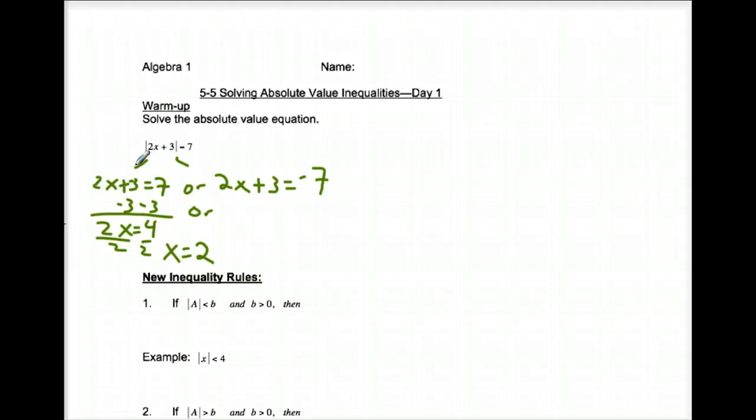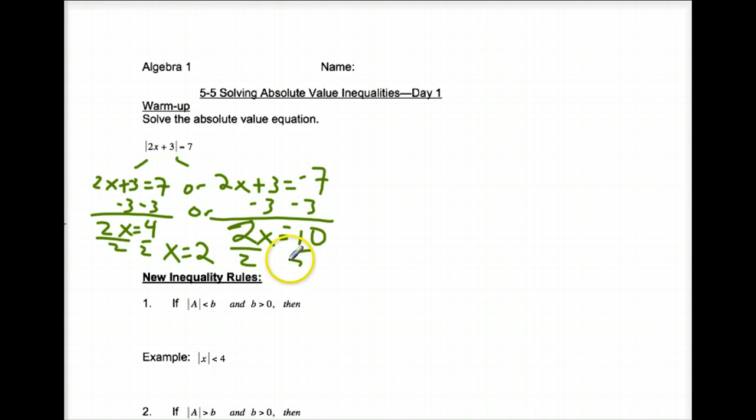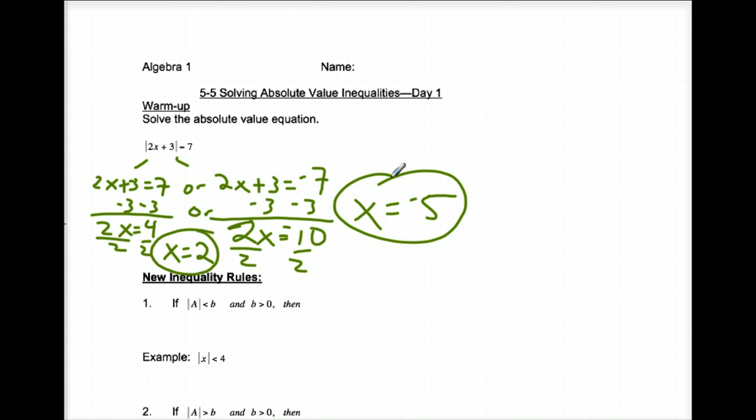Big Al, solve the other side for us too. Subtract 3 from both sides, so you get 2x equals negative 10. And divide both sides by 2, so you get x equals negative 5. So what are our two solutions here, Al? X equals 2 and negative 5. And if you substitute both those back in there, it would work. So everybody remember this about breaking it up.